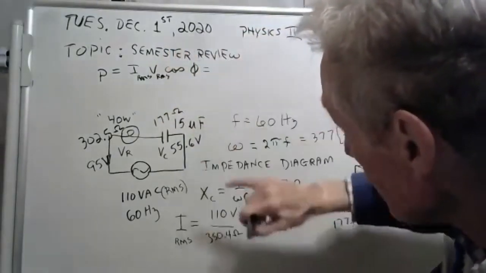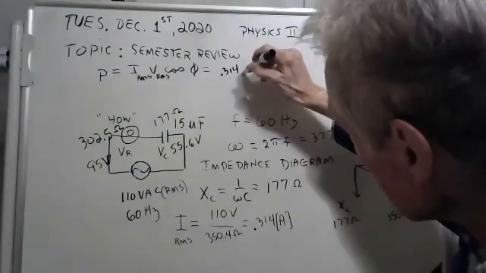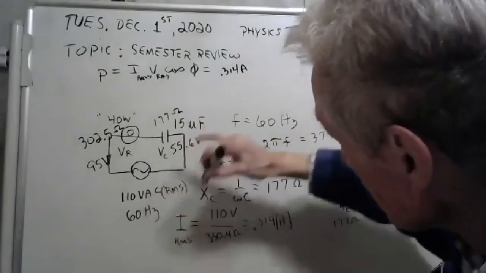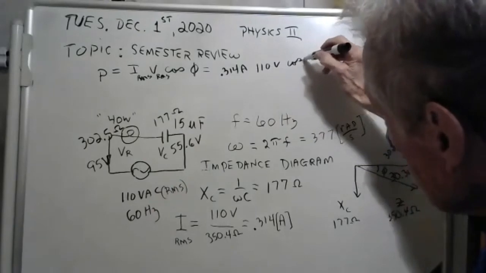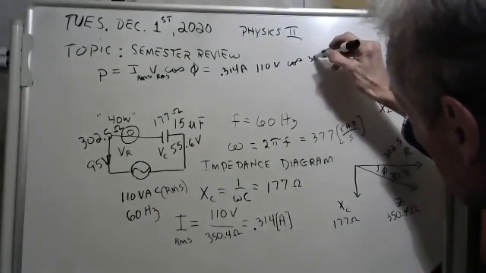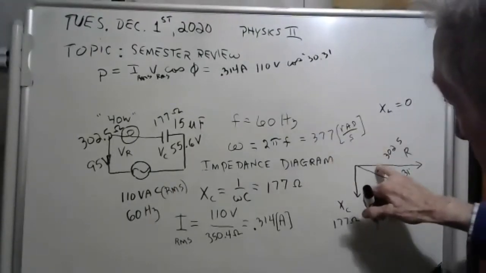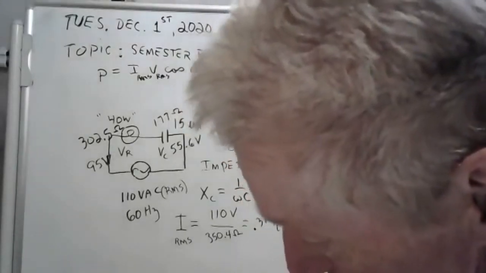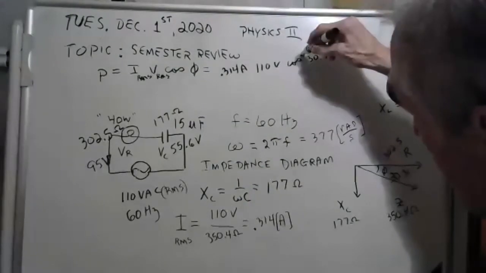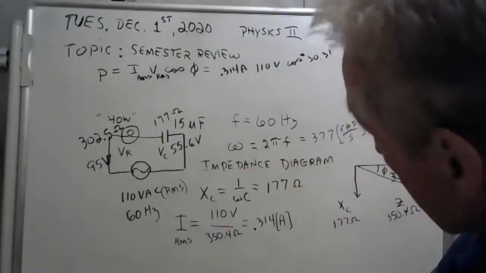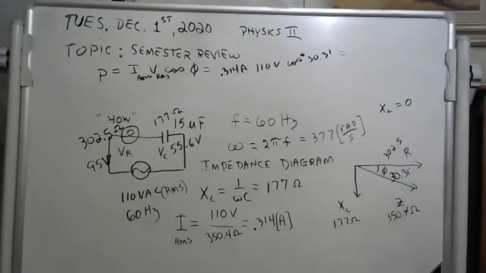Well, the RMS current, we figured it out. It's 0.314 amps. And the RMS voltage is 110 volts. And the angle, the phase angle is 30 point. Now, actually, it's a minus 30. See, it's below the axis. It's a minus 30, but the cosine of a minus 30 is the same as the cosine of a plus 30, so it doesn't really matter. Okay, plug that in and let's get our power. Here we go.